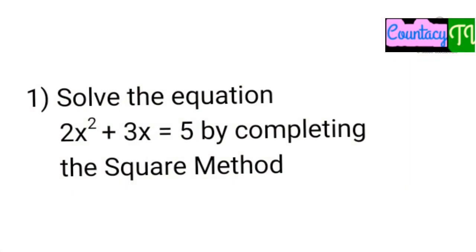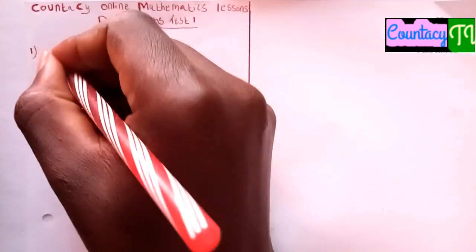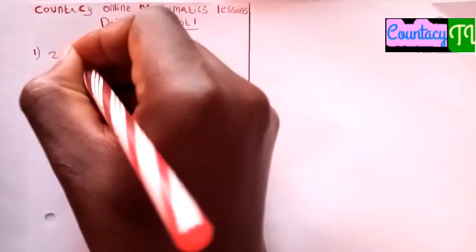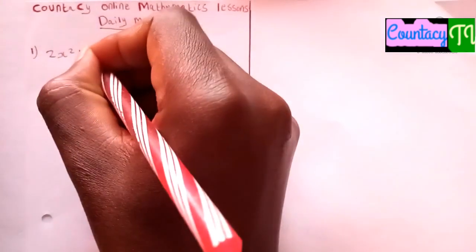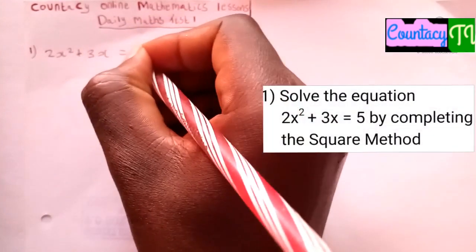Without wasting even a fraction of a microsecond, we go directly to our question 1. Solve the equation 2x squared plus 3x equals 5 by completing the square method. That is our question 1 worth 3 marks. We've got 2x squared plus 3x equals 5.